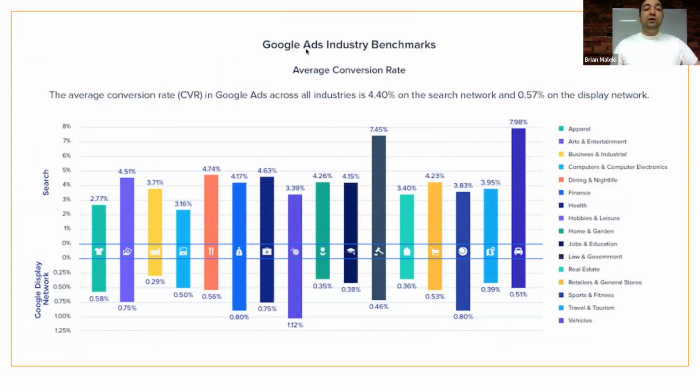So this is the Google Ads industry benchmark. You can see the average conversion rate for different industries. For search ads, the conversion rate is over 2. Most of them are over 3, like 3.71, and let's say finance, 4.17. So it means that on average, advertisers in this industry are getting this conversion rate.